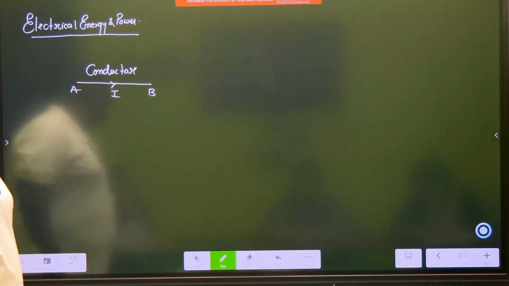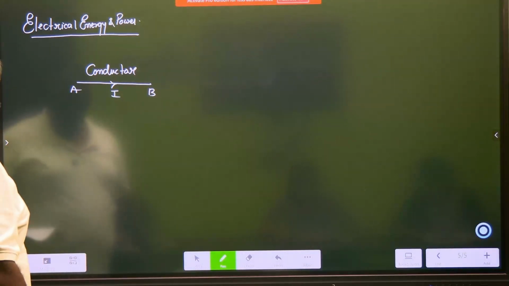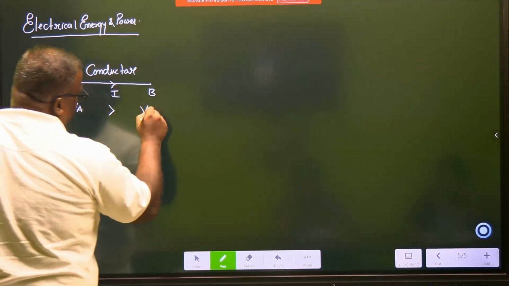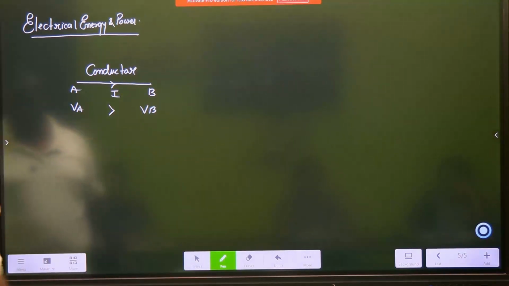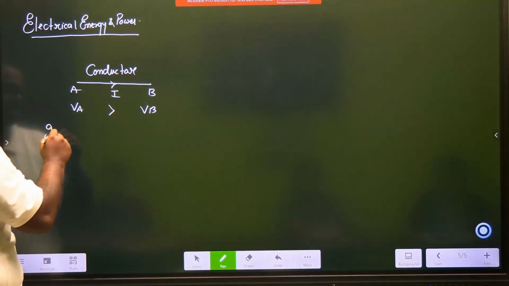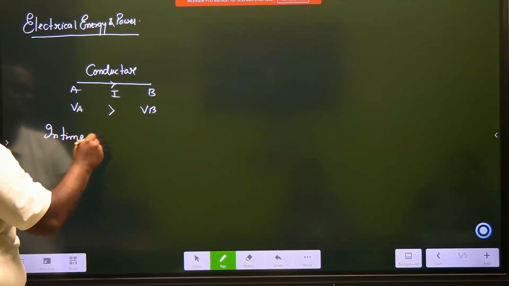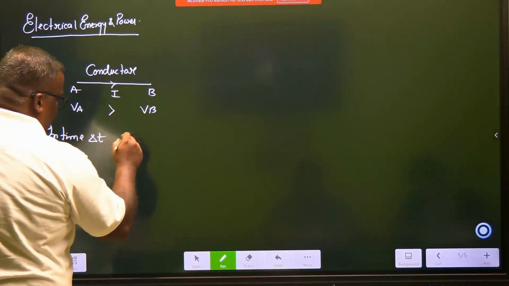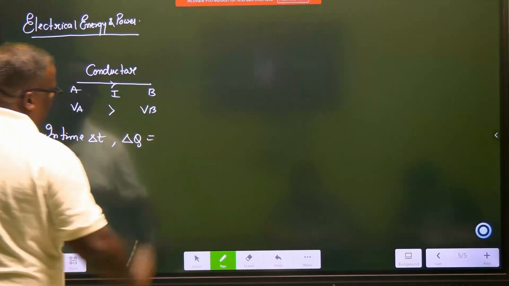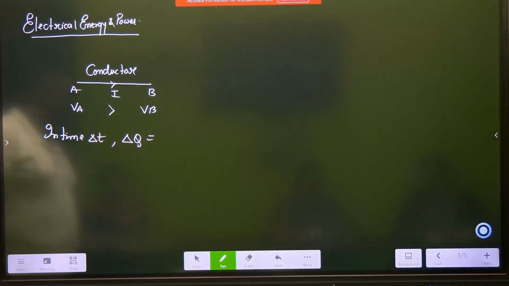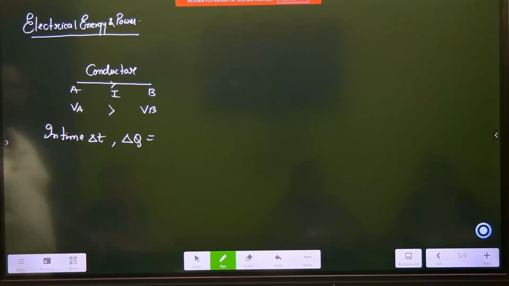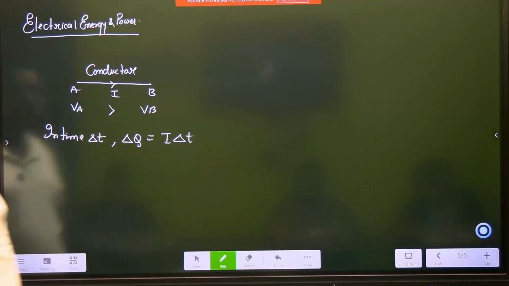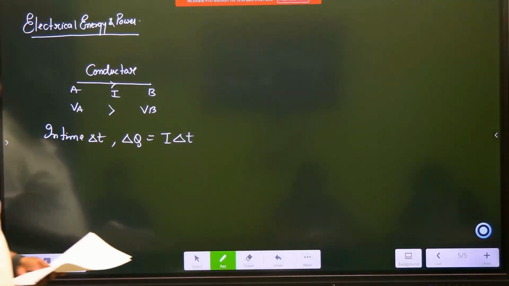Just plain concepts. The current is flowing in this direction. It means that the potential at A has to be more than the potential at B. Then only the current will be flowing in this direction. And in time delta t, what is the delta q's value? Delta q, charge, is equal to, current is always charge over time. So charge will be equal to the current I multiplied by delta t. Is this thing clear? Nothing great. These are all very simple.